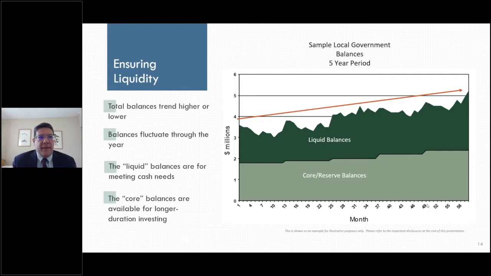Anything that goes beyond that liquid balance is the piece that you can push out and invest in the longer investment. And that is generally what you try to optimize in the investment program. The trick for you here is to understand what the correct balance between those two pools is going to be. And we'll talk a little bit more about that, okay?